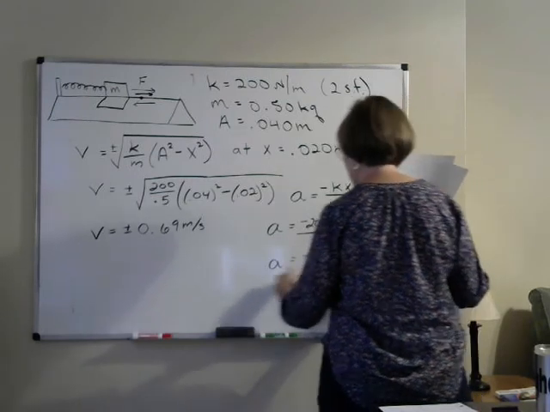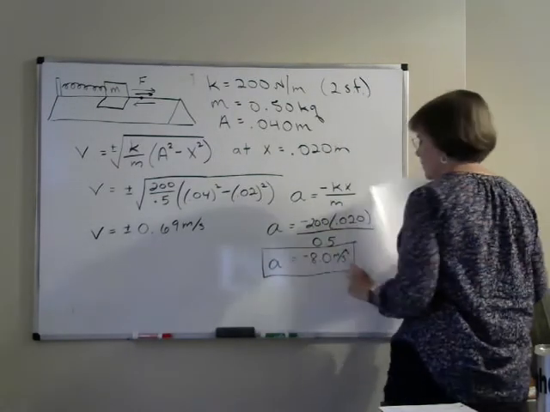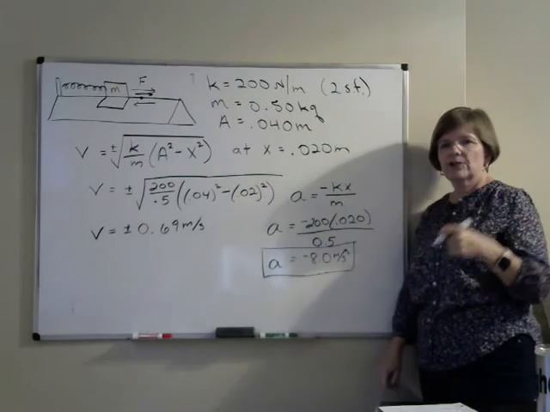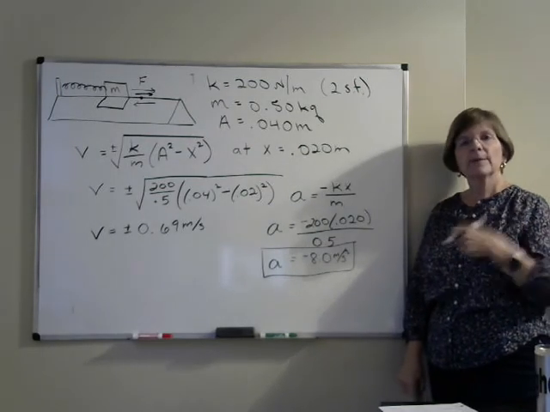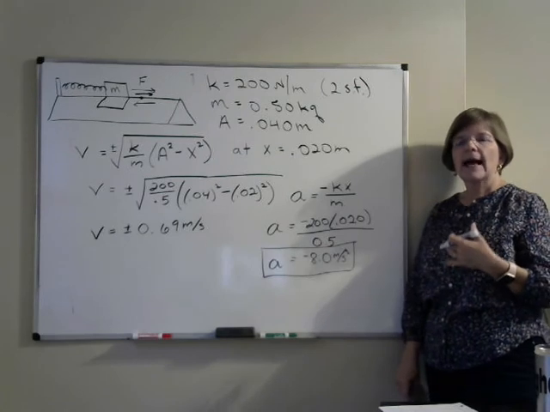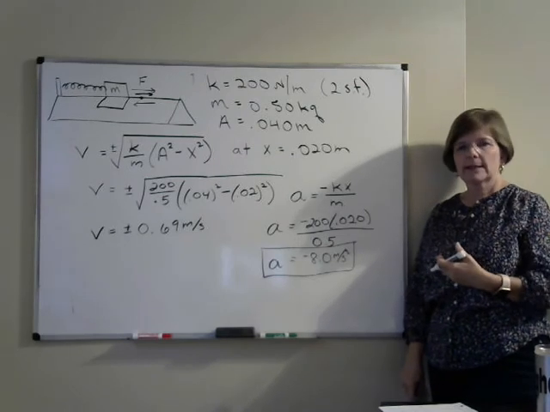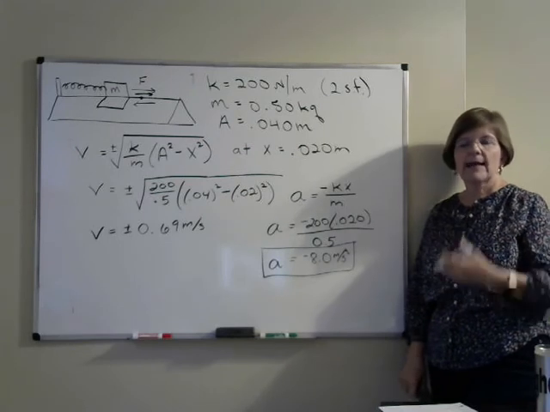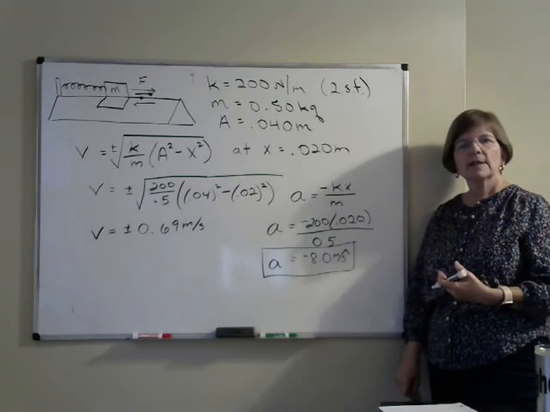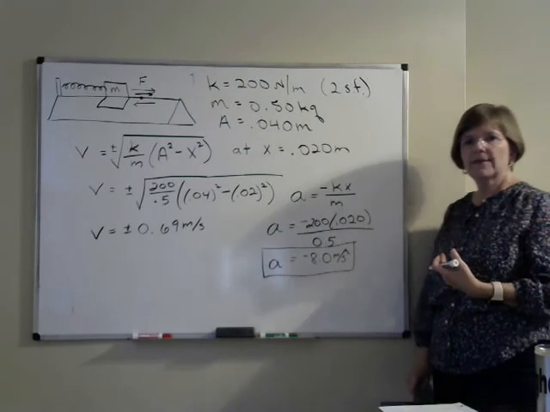That makes really good sense. We know the maximum acceleration was 16 meters per second squared. The minimum was negative 16. At the halfway point, the force is exactly half. Well, if we have exactly half the force, then we should have exactly half of the acceleration.